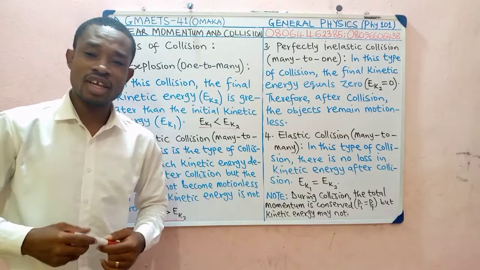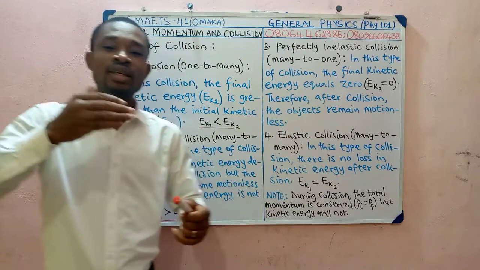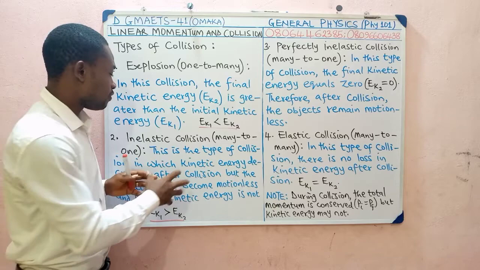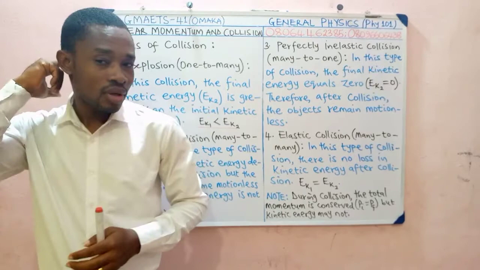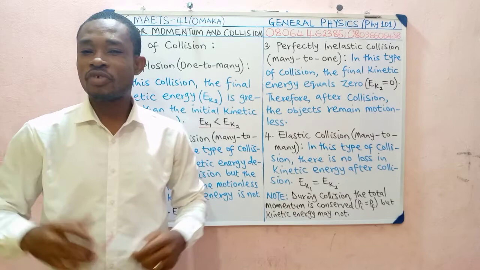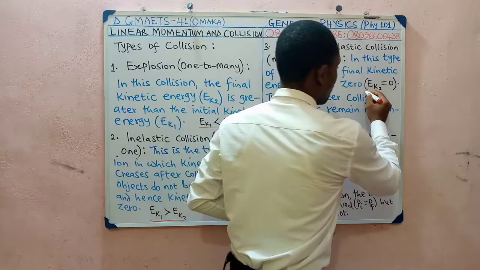Let's move on to perfectly inelastic collision. Still a many to one type of collision. It's still similar to this. The difference is that in the case of inelastic collision, the final kinetic energy is not zero. It will decrease, no argument, but it will not become zero. In the case of perfectly inelastic collision, the final kinetic energy decreases down to zero. Therefore, after collision, the object becomes motionless. So this is the condition, you want to take note of that.